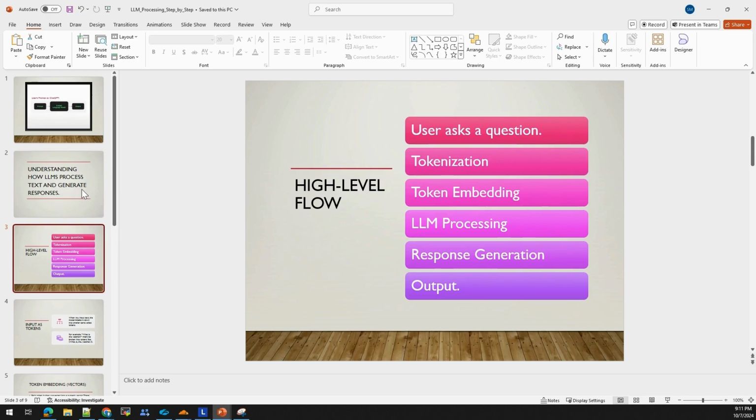These are the high-level tasks which an LLM does. First is the prompt. The user asks a question, and then there is tokenization, token embedding, LLM processing, response generation, and output. These are the high-level categories, and let's dig into each of them.